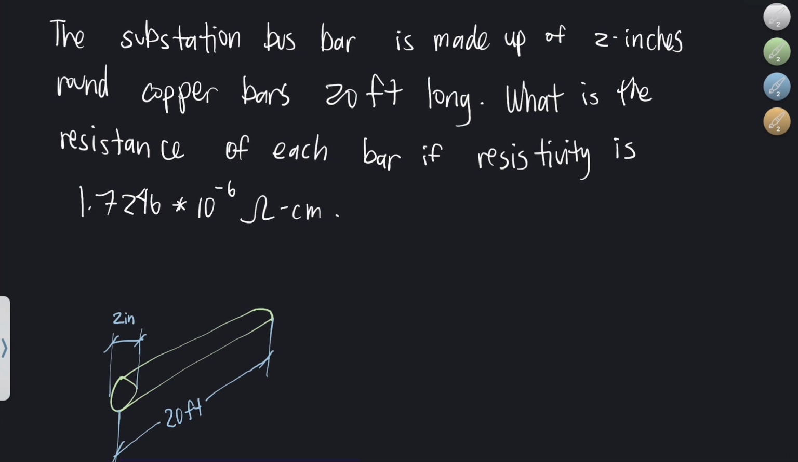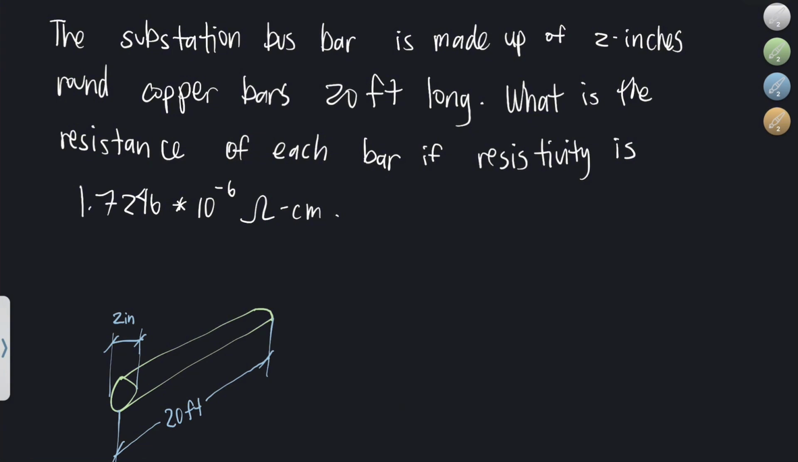So for today's video, we're going to solve a problem about resistance. The problem is, the substation bus bar is made up of 2 inches round copper bars, 20 feet long. What is the resistance of each bar? If resistivity is 1.7246 times 10 raised to negative 6 ohm centimeter.